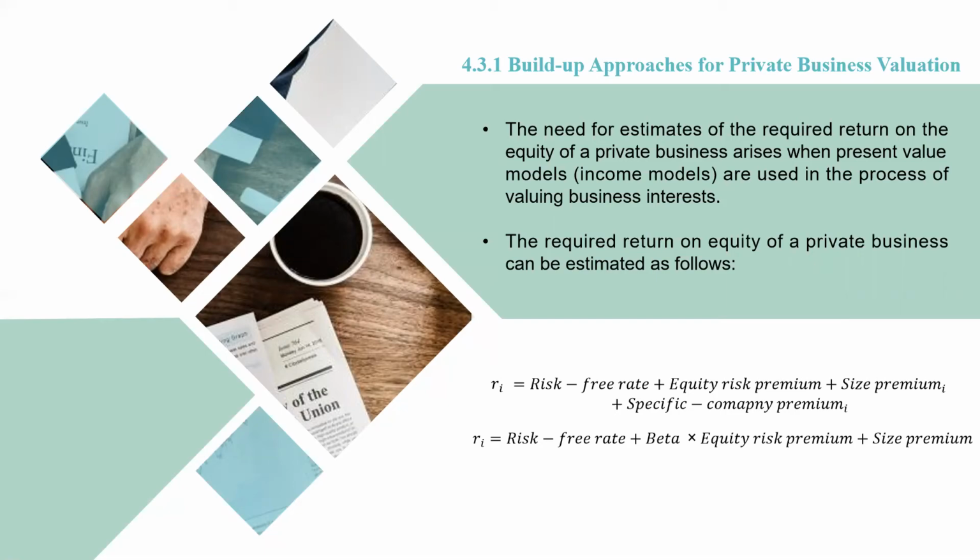For the premia, it usually includes the equity risk premium and one or more additional premia based on factors such as size and perceived company-specific risk. For private business valuation, there are 2 methods that can be used to estimate the required return on equity. First, the required return on equity can be estimated as the sum of risk-free rate, equity risk premium, and specific company premium. Besides, it can also be estimated by the sum of risk-free rate and beta multiplying with the equity risk premium plus size premium.